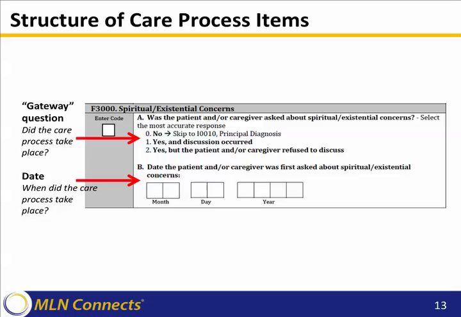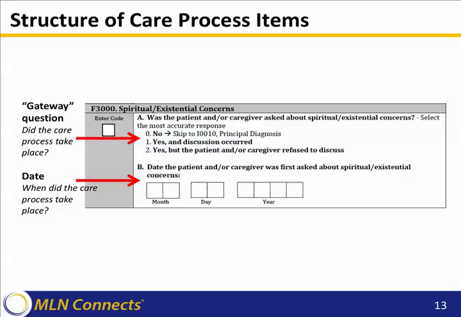If the answer is yes, then the gate is open and the data collector would move on to Part B, the date component. For F3000B, the data collector would report the date the patient and/or caregiver was first asked about spiritual or existential concerns. All care process items will have the yes/no gateway question described as Part A, followed by the date component described as Part B. However, not all care process items have Part C, the results component.